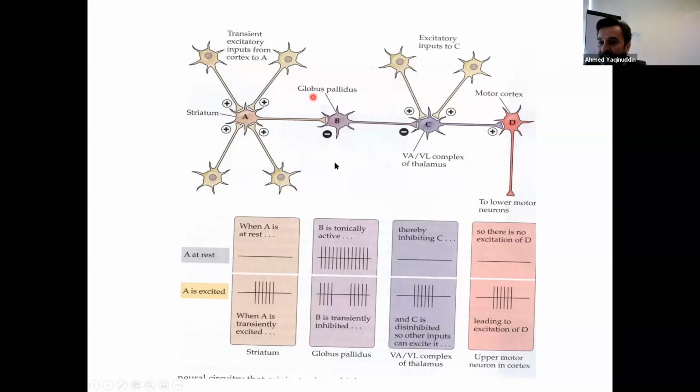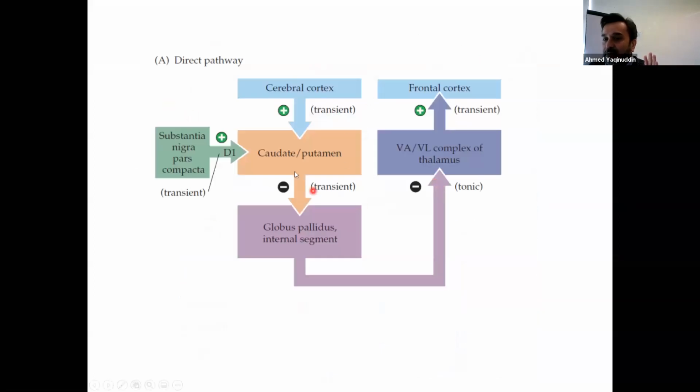Whenever at rest, globus pallidus is continuously inhibiting thalamus, and then thalamus cannot excite the cortex. So at rest, you are not performing any movement. But when the cortex decides to perform a movement, it is going to excite the striatum, which will in turn inhibit the globus pallidus transiently, and this will allow the thalamus to get activated, and then the thalamus is going to activate the motor cortex to perform the movement. This is the normal route of basal ganglia. So this is the direct pathway which you see.